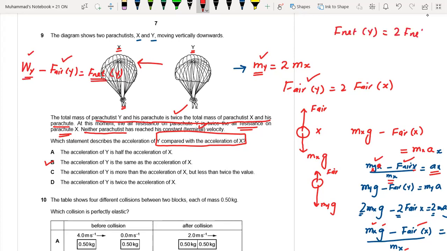But you know that the net force is mass of Y times acceleration of Y, and 2 times mass of X times acceleration of X, and you know that mass of Y is 2 times mass of X. So if net force is twice and the mass is twice, then the acceleration will be the same. So you can also do it in this way: acceleration in X and acceleration in Y are the same.